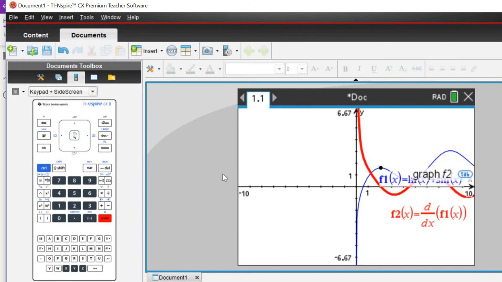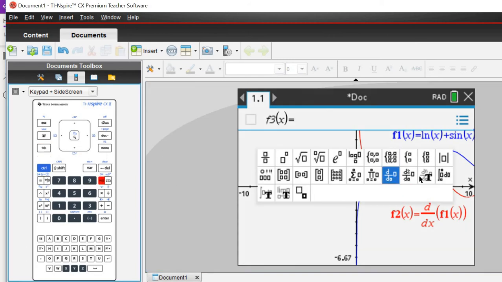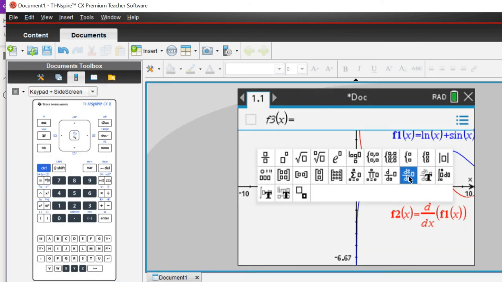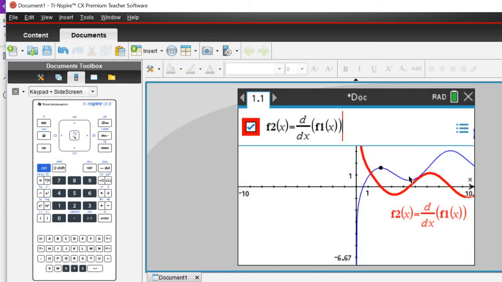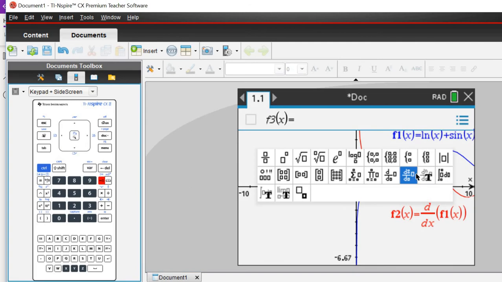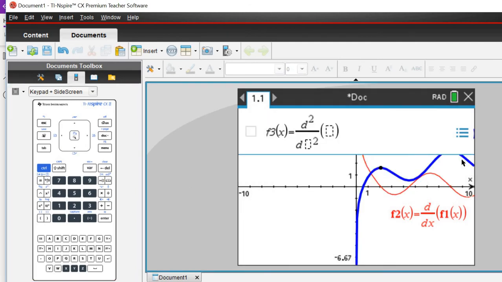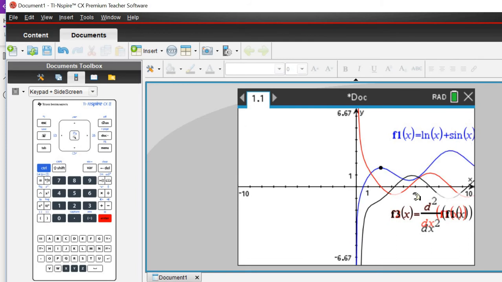If we look at the second derivative in the context of this, let me just shift that out of the way, then we have the option of graphing the second derivative, which is this one here. And again, it's x, and it's the second derivative of f1 of x. So what this second derivative test is showing us is, first of all, that we have a 0 here. So let's find that 0.